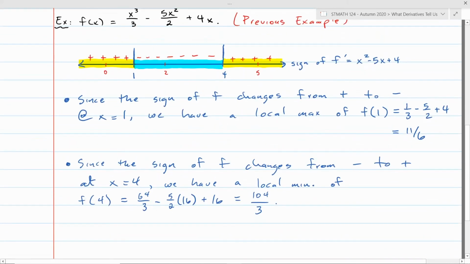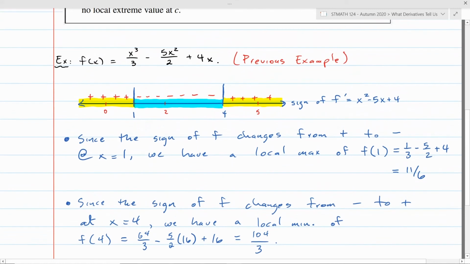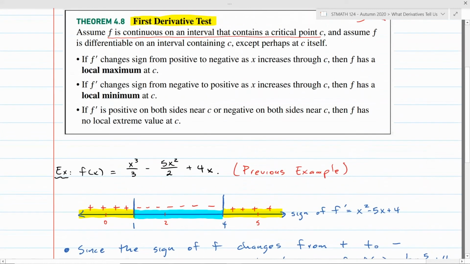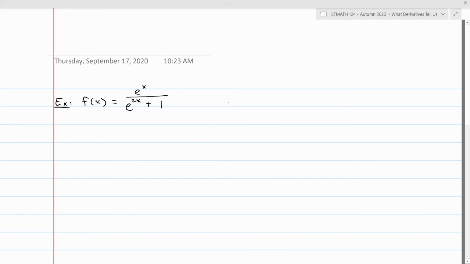But the point is, we already had all the work done, where we just had to observe that the derivative was changing sign, and that's how we apply the first derivative test. We just look for those places where the derivative changes sign at a critical point, and the function itself has to be continuous at that point. But we were dealing with a polynomial here, and they're continuous everywhere, so it wasn't a problem. Let's try a different example.